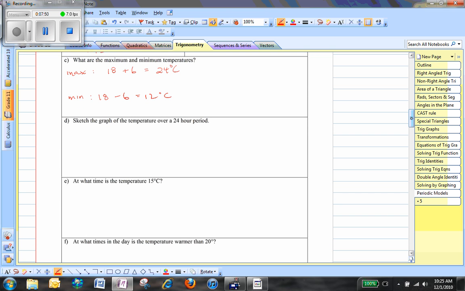It then says graph this temperature over the 24-hour period. Well, if 18 is my principal axis, and 24 is as high as it goes, and 12 is as low as it goes, and it is a cos graph, it's -6, so it starts down here at 12. 24 hours later, it's also 12. Halfway in between, at 12 hours, it's 24. At 6, it's 18. And at 18, it's also 18. If I didn't know it was a 24-hour period, just to confirm, that's 360 divided by the 15, which gives me 24.